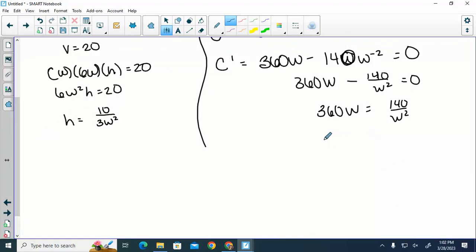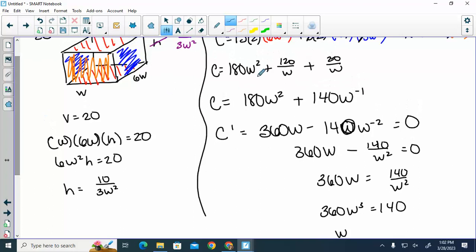So if I multiply my W squared over, this one is not nice. Okay, I think I got messed up. Because I had 360W minus 150. So you add something on. Should have been a 140. This is a 20 right here. Yeah, 140. But I don't have that little W to negative 2, because this was 140 divided by W, which is like 140 W to the negative 1.